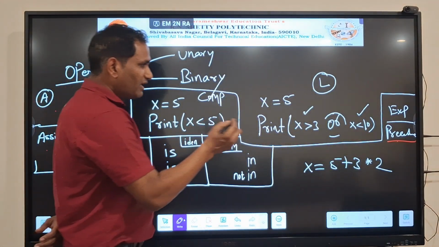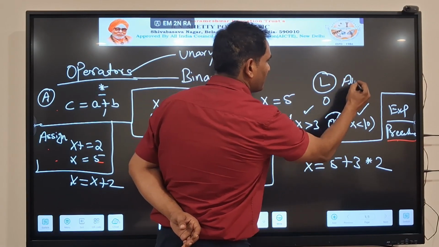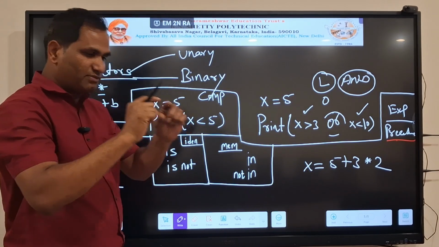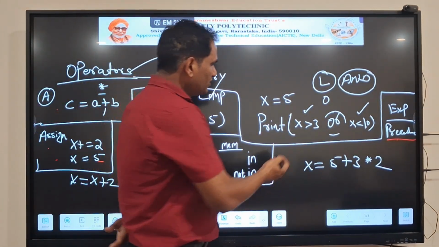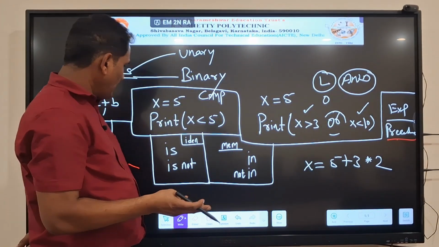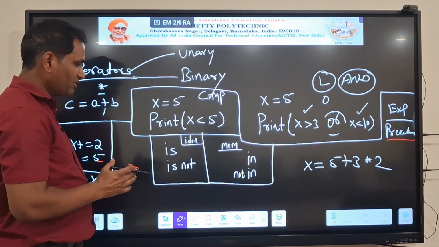In the example I have taken, I strictly checked the AND condition. So all the expression values should be true, then only the output is true. So those are the logical operations: and, or, not. Then we have other different types of operators here.